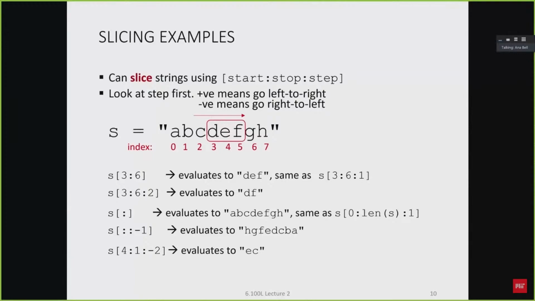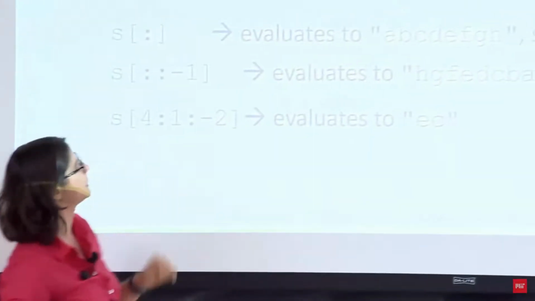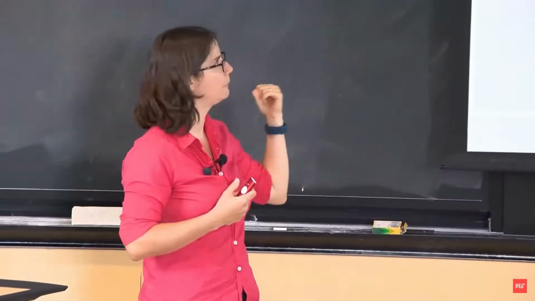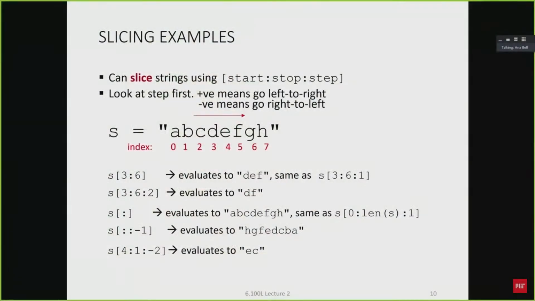What if the step was 2? Same thing as we just did, except the step is 2. Again, the step is positive, so we're going to work our way left to right. We're going to start at index 3, so we grab the D, and we create a new object, which is going to be the characters D. We're going to skip the E because the step is 2, take the F, and that's it. We've worked our way up to, but not including, the element at index 6.